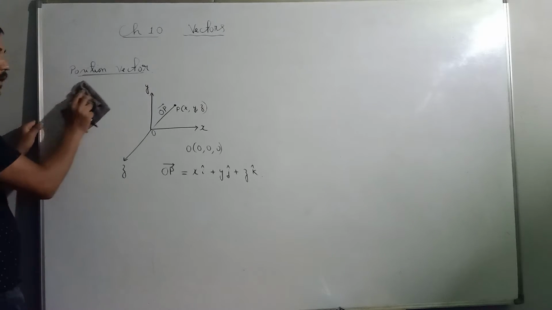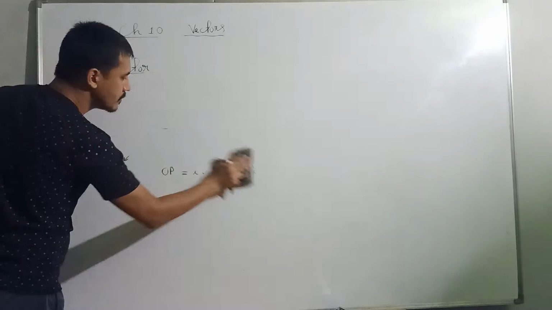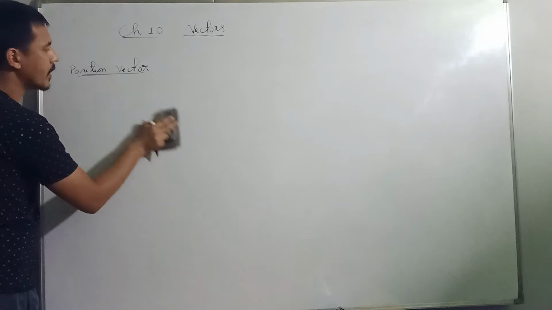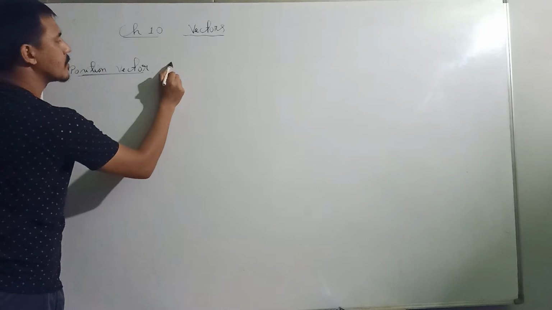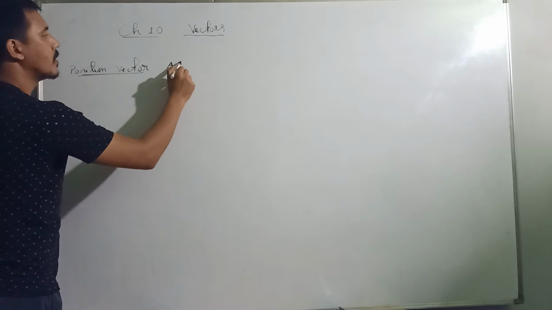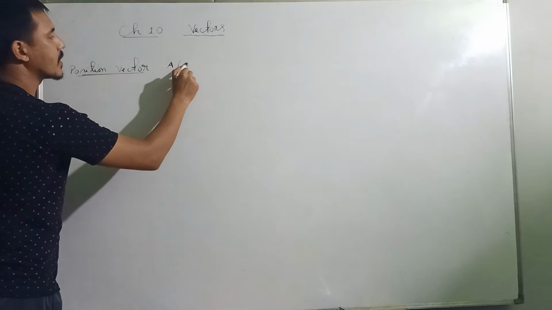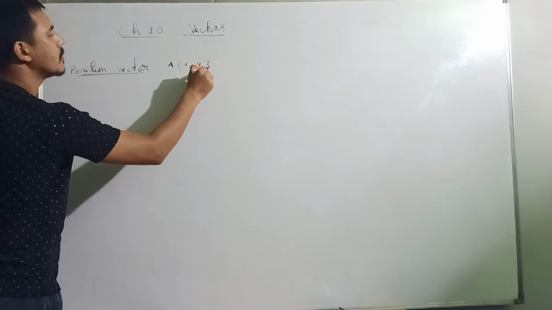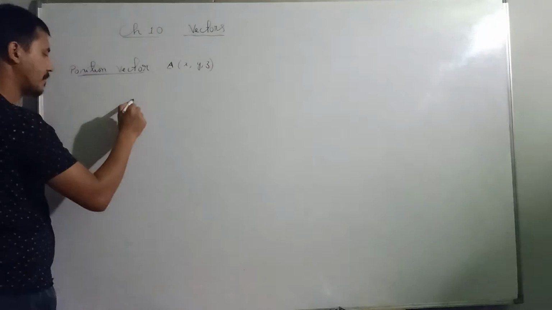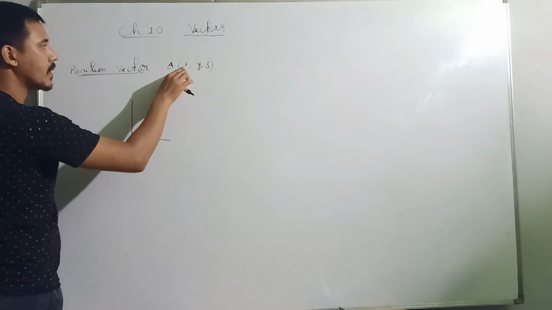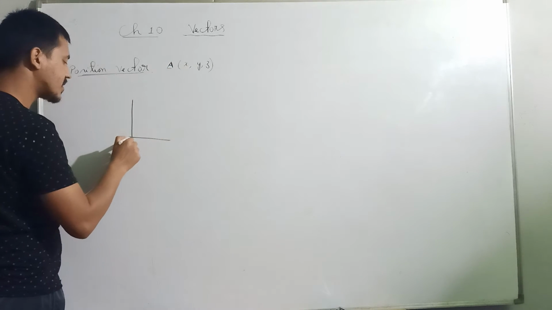So are you getting me about the position vector? Suppose I want to define the position vector of a point A whose coordinate is x, y, z. Then how are you going to define the position vector of this point A? It means the coordinate of point A is x, y, z.